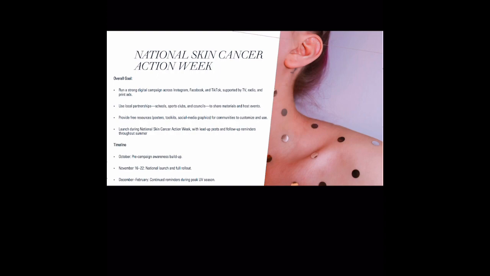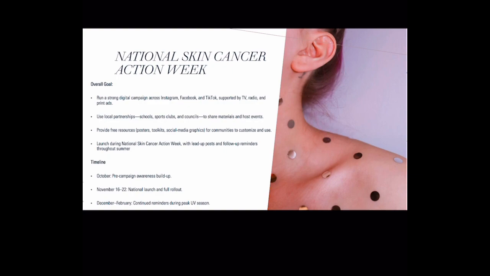So their overall goal was to run a strong digital campaign across Instagram, Facebook, and TikTok, supported by TV, radio, and print ads. They also wanted to use local partnerships with schools, sports clubs, and councils to share materials. They provided free resources like social media graphics mainly and some posters for communities to use. They launched it during National Skin Cancer Action Week, followed by reminders throughout the summer. The timeline is October, where the pre-campaign was built up, November 16th to 22nd, which is where the national launch was, and December through February was continued reminders for the peak UV season.